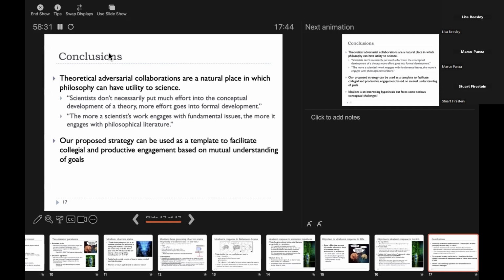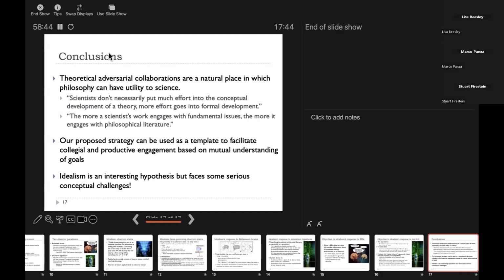Okay, I also suggested a strategy or a template. I tried to argue that our proposed strategy can be used as a template to facilitate collegial and productive engagement based on mutual understanding of goals. And then finally, idealism is an interesting hypothesis, but faces some serious conceptual challenges. And I'll end it there.